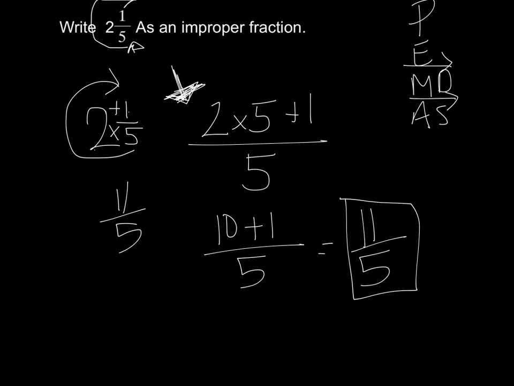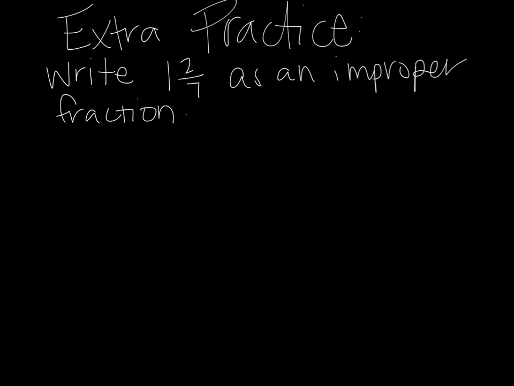And if you don't, you can just make sure you watch this and take it all in. So again, extra practice. Write 1 2/7 as an improper fraction. So that's the last one we did.